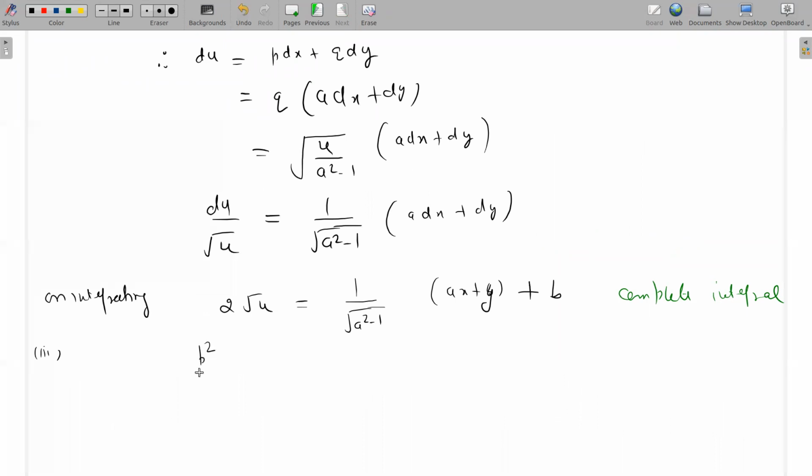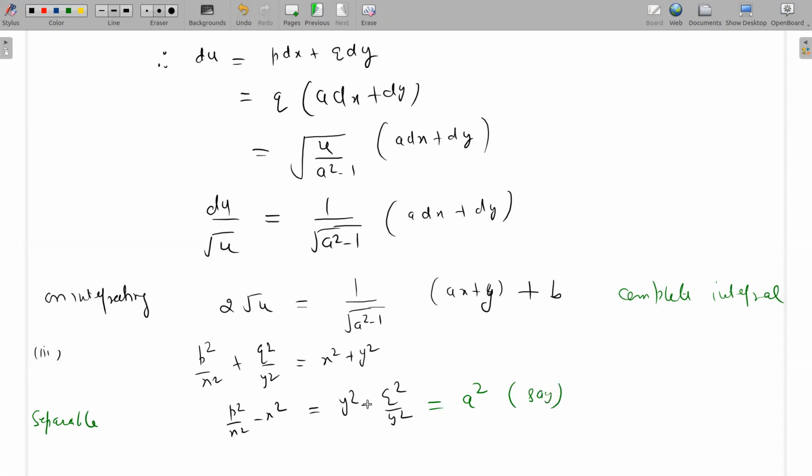You can write this p square by x square, q square upon y square. It is a separable equation, so in that case, whatever is on the left, call it f(x, p), and this one g(y, q), so both come out constant.